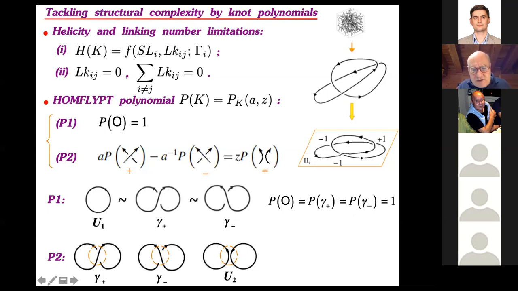This is a new configuration, new topology, because U2 represents two unknotted links for which I do not have a polynomial. Indeed, I can find it by applying this second relation. You see, the polynomial of this configuration, gamma plus, is known, is 1. So I have A times 1, minus A to the minus 1 times the P of gamma minus, which is also 1, so minus A to the minus 1, equals Z times the polynomial of U2, which I don't know. So I get the P of U2. And this is the polynomial of this new configuration.